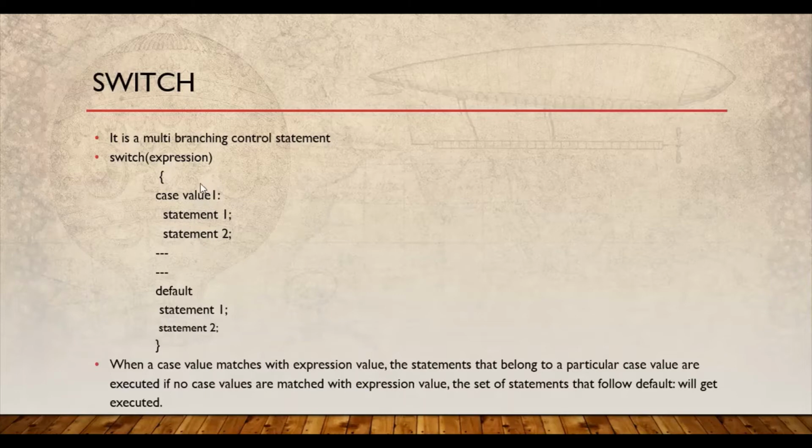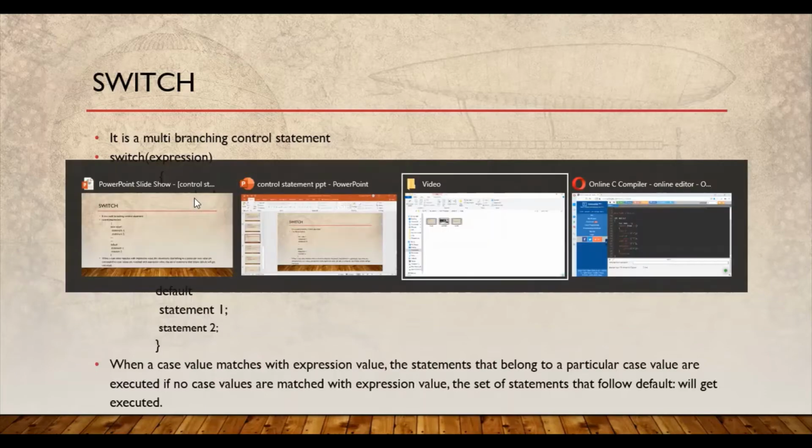Now these are called labels. This value 1 is a label. After default there is no label. This label is only with this case keyword, right? And then after this label there is a colon. So this is the basic syntax, and this statement 1, this statement 2, belong to this particular case. Now let's see this with the help of an example and it will be more clear to you.